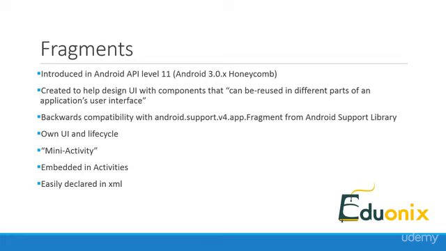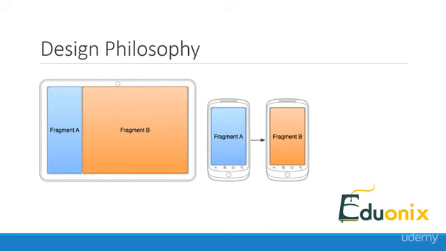Since there is more screen real estate in a tablet than in a phone, the design of each screen may be affected, in particular the amount of components that can be fit on one screen. In the example seen here, we have two fragments, Fragment A and Fragment B. Each fragment has a desired UI that should be presented to the user.